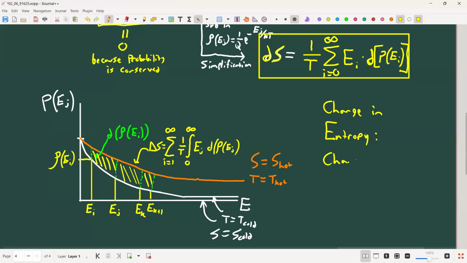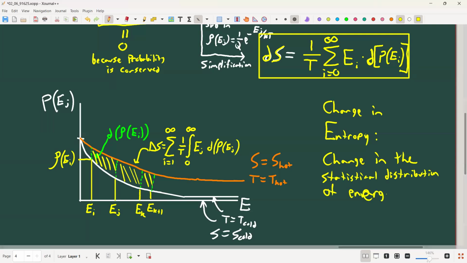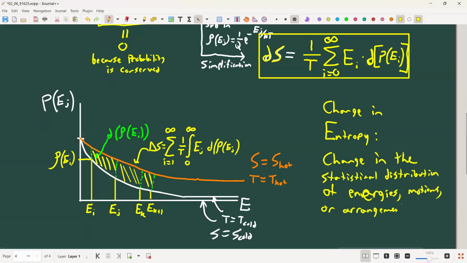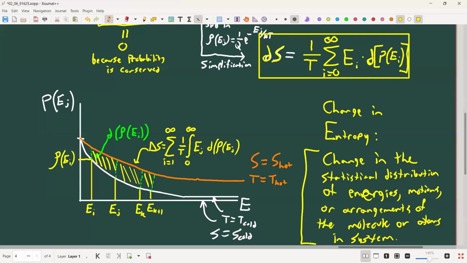So a change in entropy is a change in the statistical distribution of energies, motions, or arrangements of the molecules or atoms in the box. Okay. And it's really, really easy.